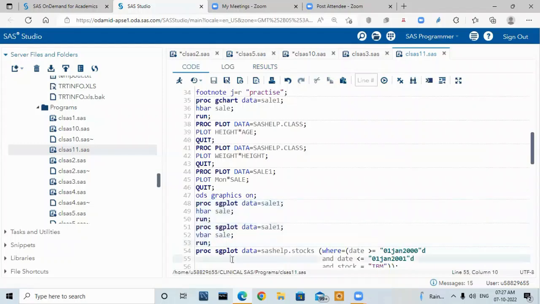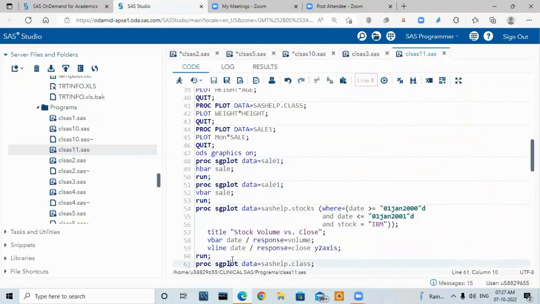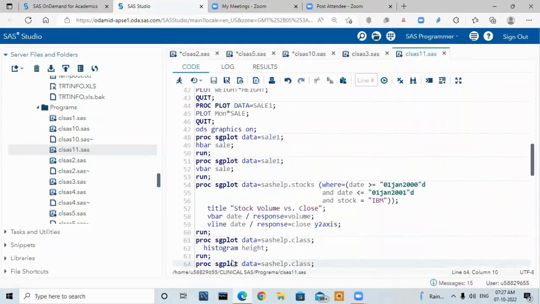Everyone clear? See, proc SG plot can be used for drawing so many types of graphs. N number of graphs, so many different types of graphs you can draw by using SG plot. So SG plot is a very important procedure in SAS. Let us see, we can draw more complex graphs. For drawing more complex graphs, we are using the SASHELP.STOCKS. See, this SASHELP.STOCKS is showing the stock market. You know, stock market means what?